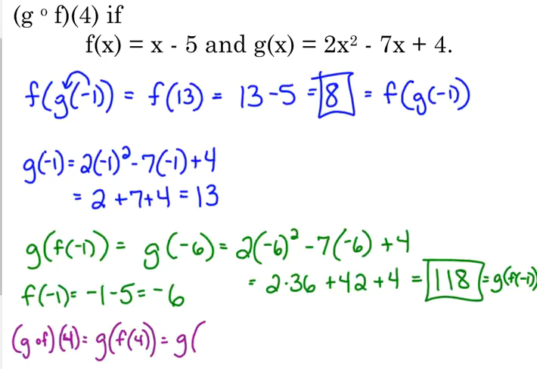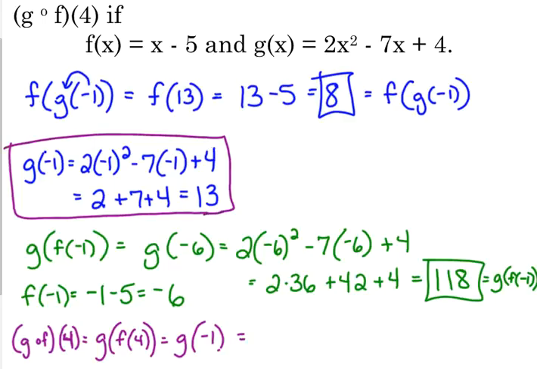Okay, plugging 4 into f is very simple. 4 minus 5 is -1. Have we already found g of -1? Yeah, we did that a second ago. It's right up here. g of -1 ended up equaling 13. So why do the work again? Just use what you did before.